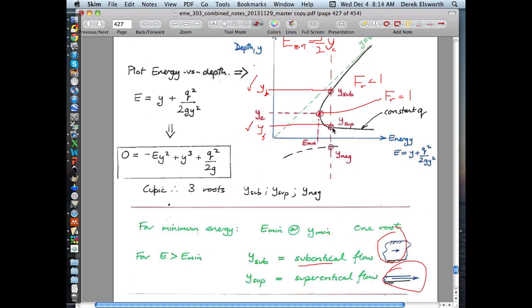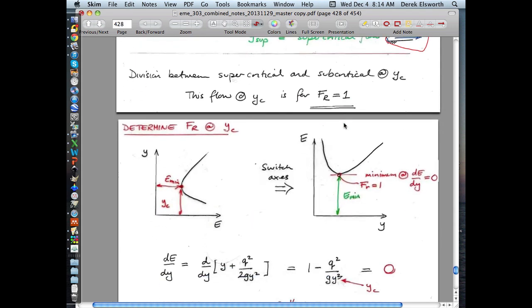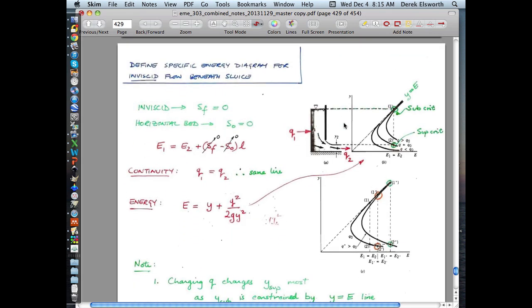So anything above this minimum energy along this trajectory would be less than 1. Everything below that would be bigger than 1. And by definition, this would be subcritical and this would be supercritical, just by our way of dealing with it. Nothing to do with supercritical CO2 or anything like that, but just a statement of the state of the flow.